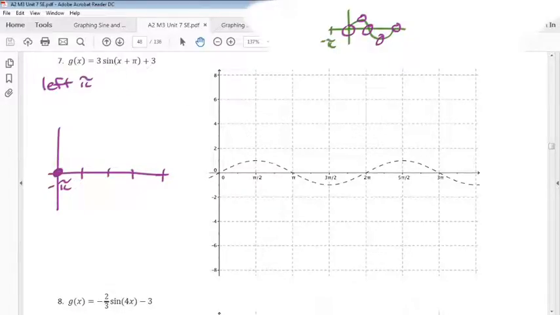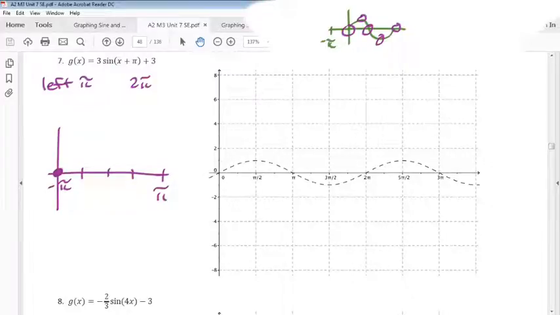Okay, so how do we know what our last number is? Well, we would have to know the period. Since there's nothing multiplying to the x, we're just going to take the normal period, which is 2 pi. You would divide it by 1, but that doesn't make sense to do right there. So we need to go 2 pi this way. What number would we be at if we go 2 pi that way? This is negative pi. Yeah, we would be at 1 pi. So I'm going to put a pi sign right there.